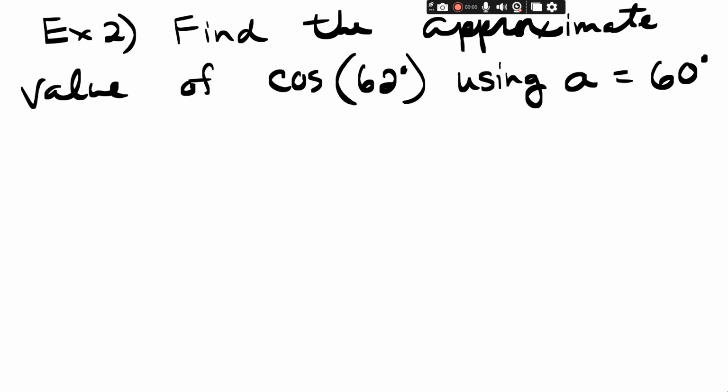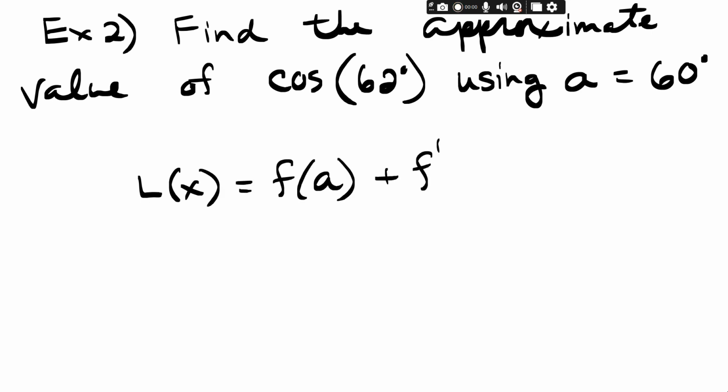That'd be cool. Okay, so find the approximate value of cosine of 62 degrees using a equal to 60. All exactly the same, right? What's our generic linearization function? Perfect.